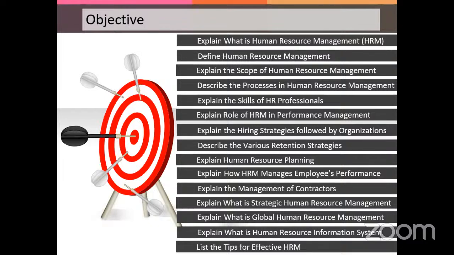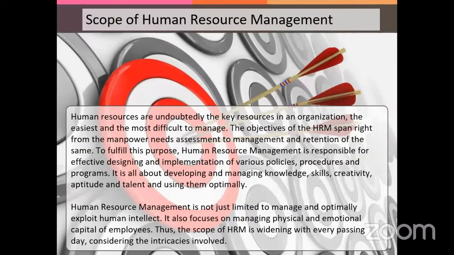Now, having looked at what human resource management is and the importance thereof, let's quickly explain the scope of human resource management. Human resources are undoubtedly the key resources in an organization, the easiest and the most difficult to manage. The objectives of HRM span right from manpower needs assessment to management or retention of the same. To fulfill this purpose, HRM is responsible for effective designing and implementation of various policies, procedures, and programs. It is all about developing and managing knowledge, skills, creativity, aptitude, and talent, and using them optimally.